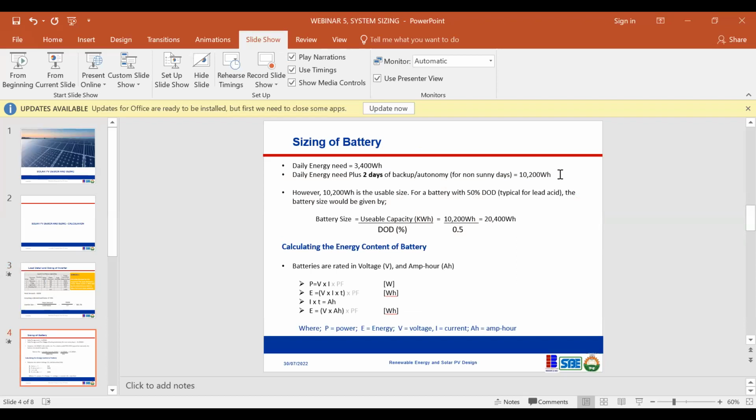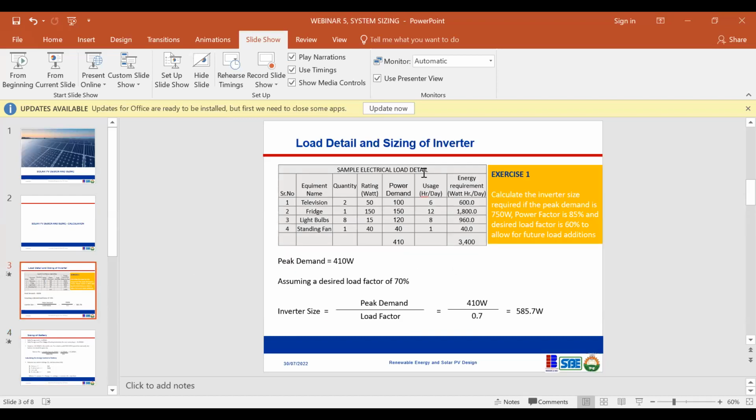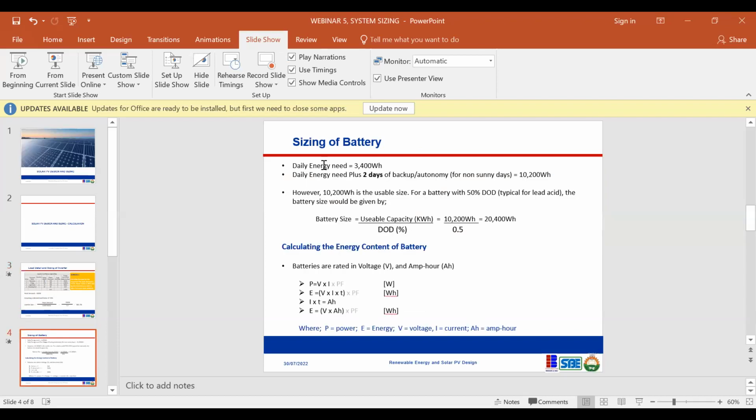So let us look at the battery size. Now we've determined what the size of the inverter would be for our design. Now, remember that from our table, our battery size is 3,400 watt-hours, or 3.4 kilowatt-hours. They're the same thing. So that is the battery capacity that we are sizing. So the daily energy need is 3,400 watt-hours, okay?